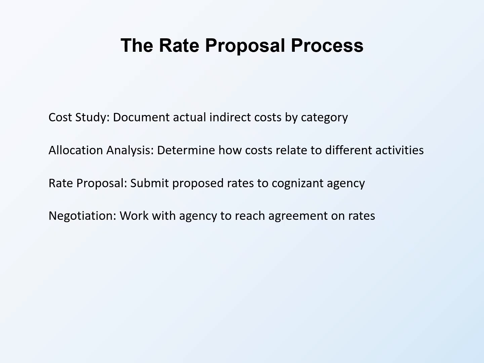Allocation analysis determines how costs relate to different activities. This step calculates the appropriate allocation of each cost pool to different functional areas. The analysis produces allocation percentages that will be applied to determine how much indirect cost each activity should bear.